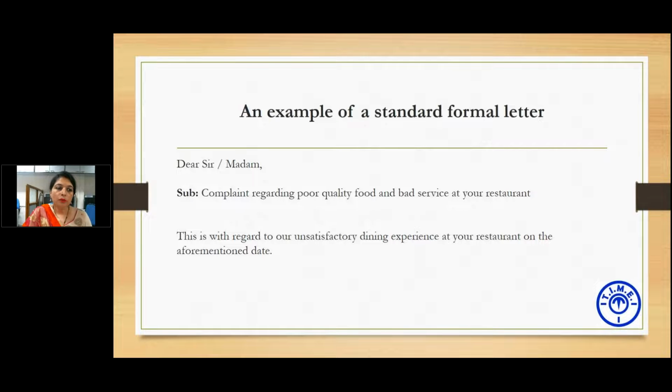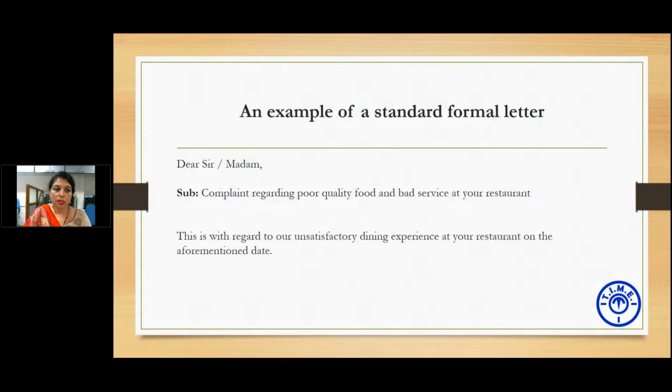We come to the body. This is with regard to our unsatisfactory dining experience at your restaurant on the aforementioned date, right? The formal letter starts right away with the topic. You don't have to beat about the bush, write about here and there, and then come to the topic. Directly, straight away, you can come to the topic. This is with regard to our unsatisfactory dining experience at your restaurant on the aforementioned day. You go ahead and explain.